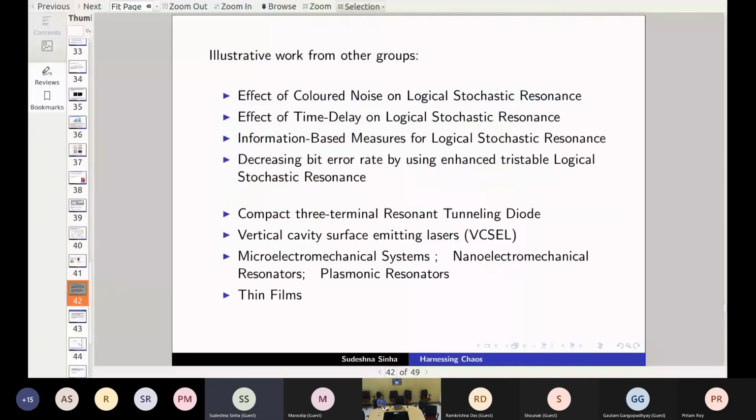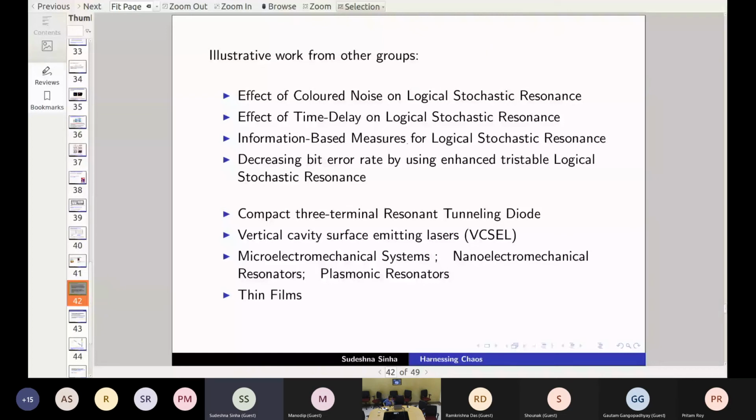Other groups have been also trying to do things like this, and indeed, there are hundreds of them, at least 100 of them, which I have seen, but I've just put a few of them. So in theory, for instance, people are trying colored noise, people are trying time delay, people are trying to formalize it with bit error rates and more information-based measures. Everyone has been calling it logical stochastic resonance. Whatever name we had given in the beginning has stuck. Also getting maybe from bistable going to tristable or multistable of higher order systems.